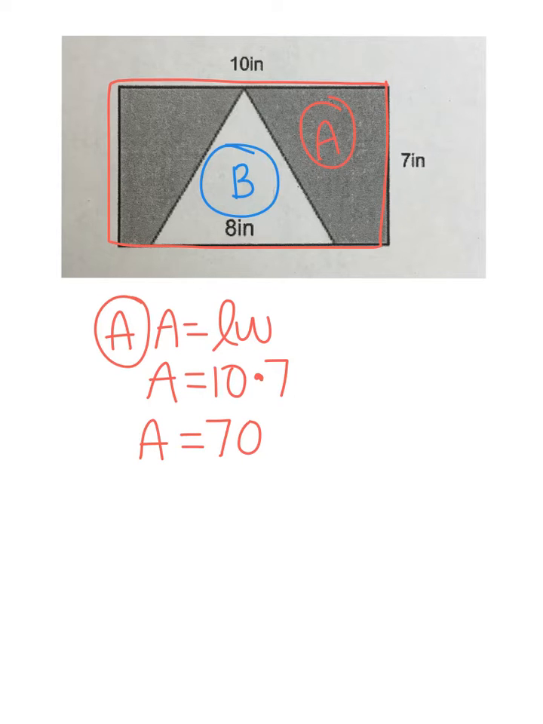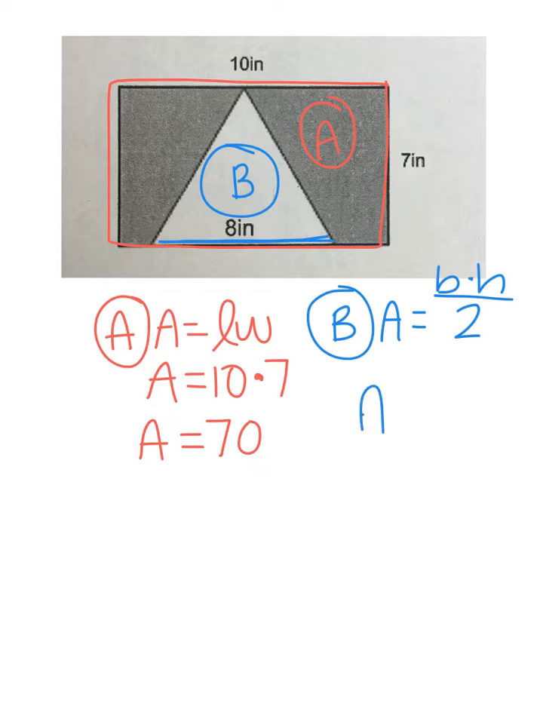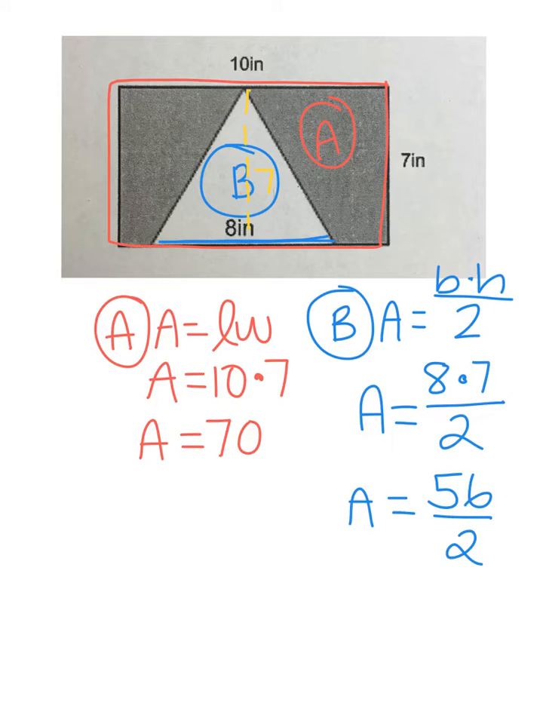Now let's look at our triangle, shape B. Since it's a triangle, our area is going to be base times height divided by 2. Our base is 8 inches. So area equals 8 times my height, which is going to be 7 inches. Okay, so 8 times 7 all over 2. So 8 times 7 first, we get 56 divided by 2. 56 divided by 2 gets me an area of 28.